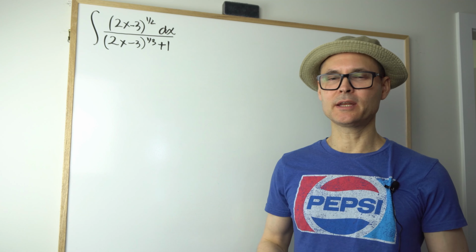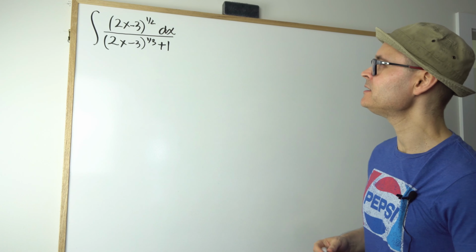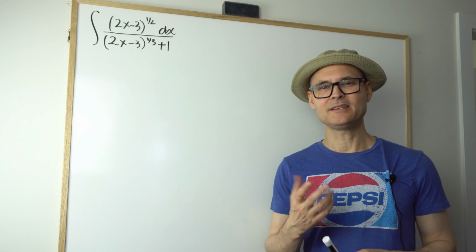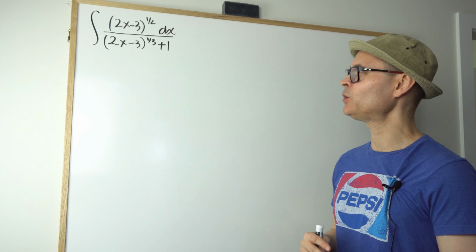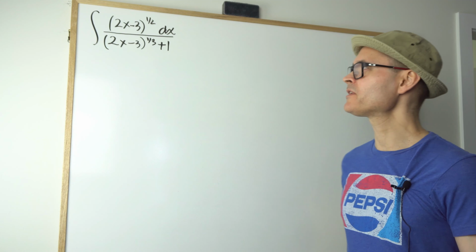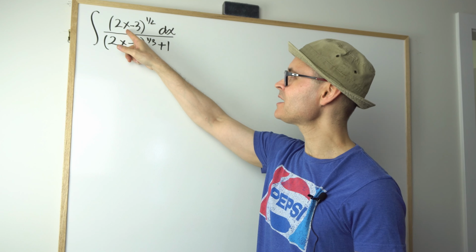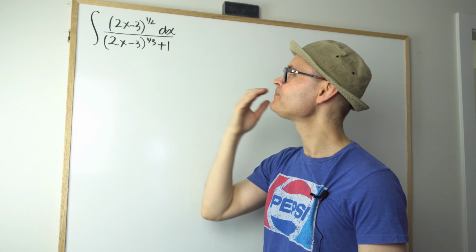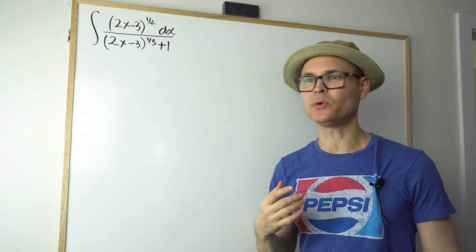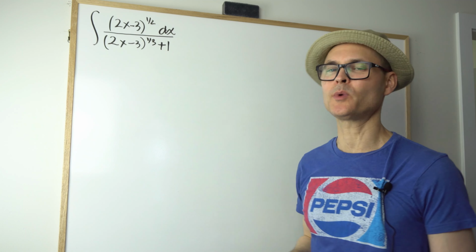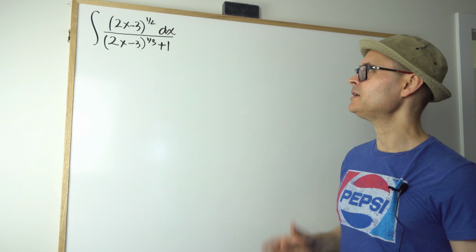Today we're going to take a look at an integral, and it's an interesting one. It's a little bit different in the sense that it doesn't follow any particular pattern as far as I can tell. You can see here that I've got a base of 2x minus 3 in the top with a rational exponent as well as the denominator, but the plus one's kind of making it tricky.